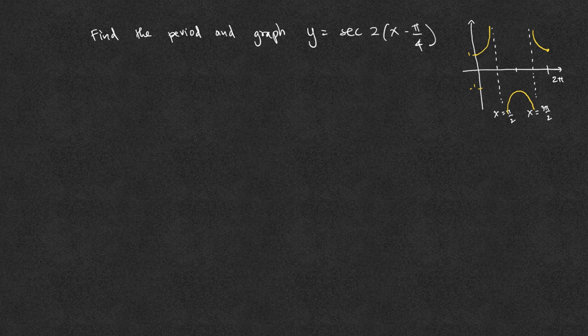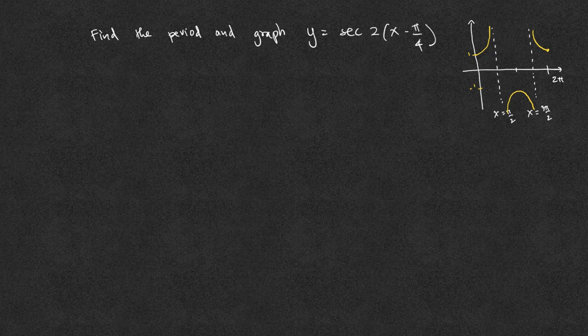There is no vertical shift in this case, and there's no vertical stretching or compressing, so we know that the graph of this function will be above y equals 1 and below y equals -1 in the appropriate interval. There are two vertical asymptotes between 0 and 2 pi.